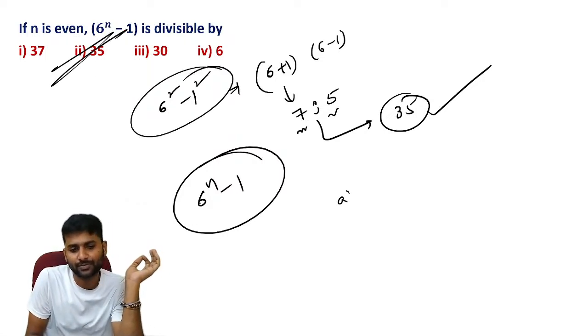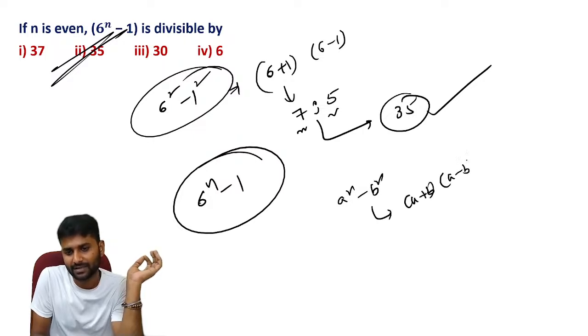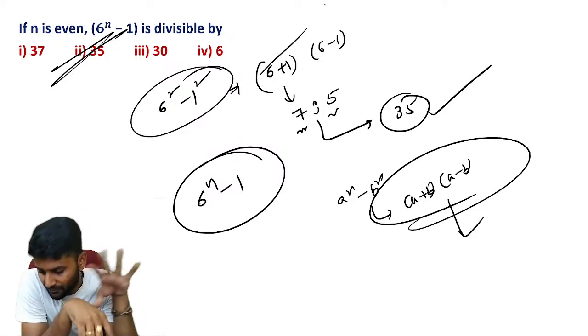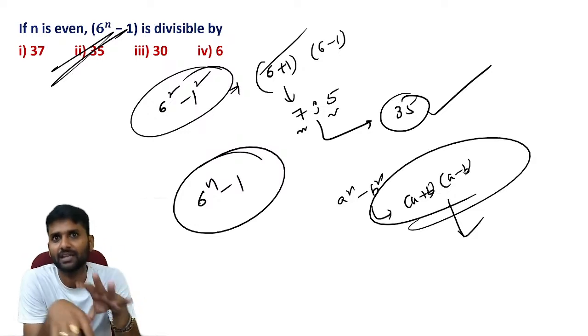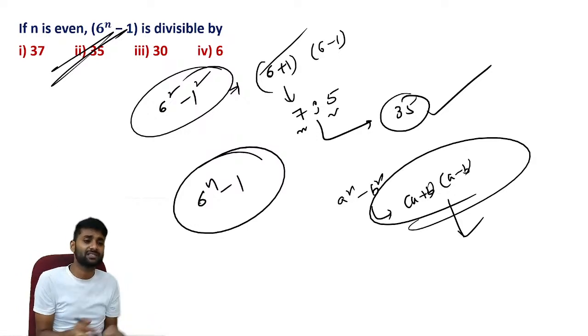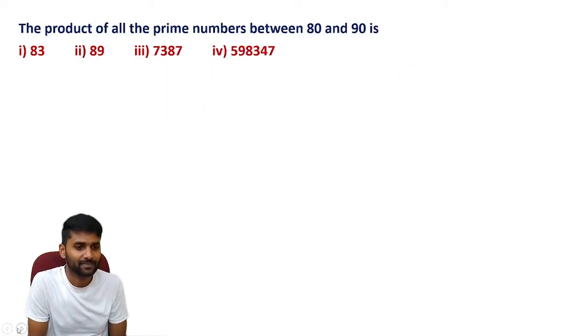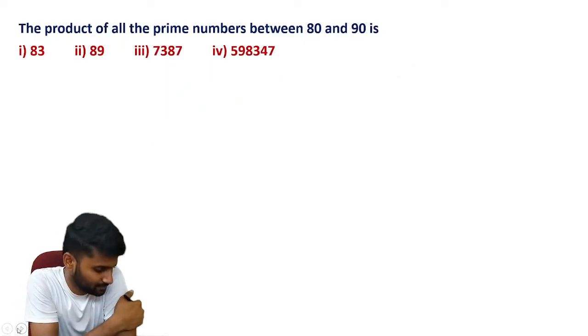Guys, we are using this property: a square minus b square is a plus b into a minus b. So if you go through this property, you will get 7 and 5. If any number is divisible by 5 and by 7, the same number is divisible by 35. Why? Because the LCM of 5 and 7 is 35, guys. Next.